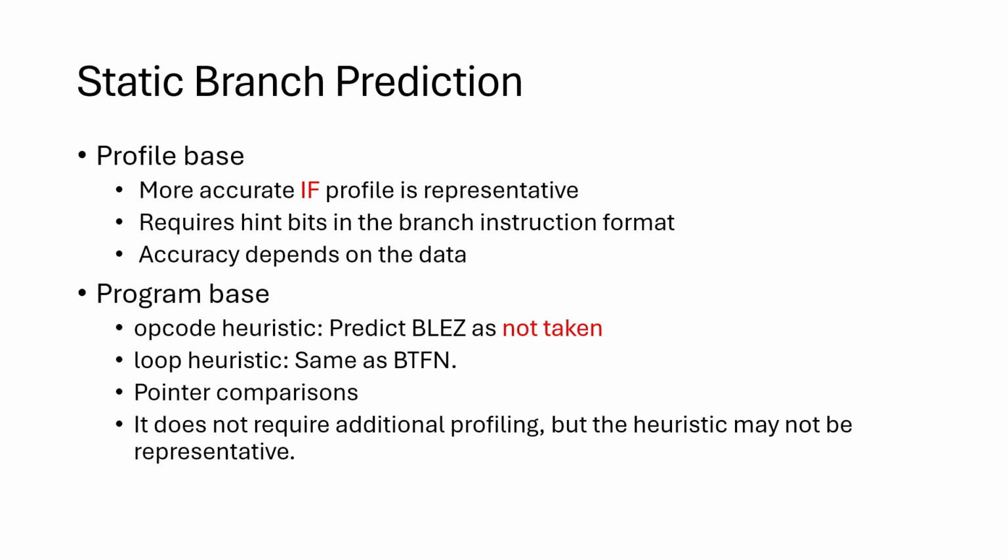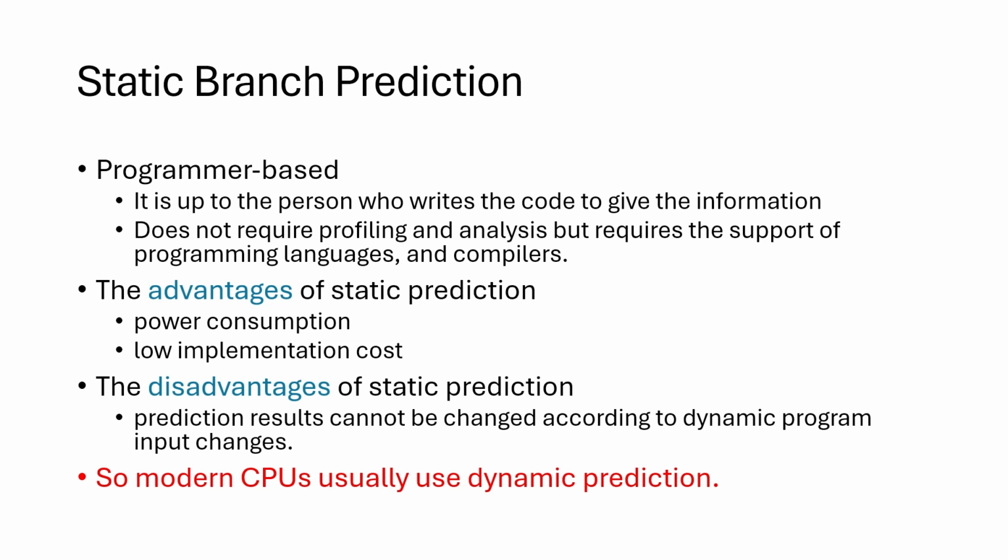The last one in static branch prediction is programmer-based. With programmer-based prediction, it is up to the person who actually writes the code to give the information about whether the branch jumps. This does not require advanced profiling and analysis, but requires support from the programming language, compiler, and ISA.